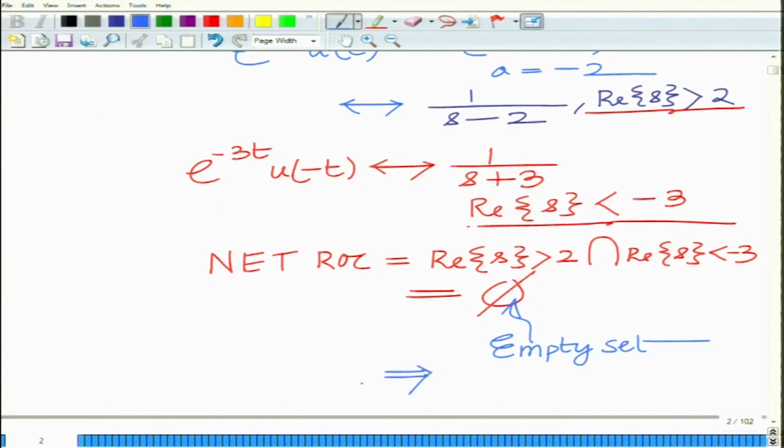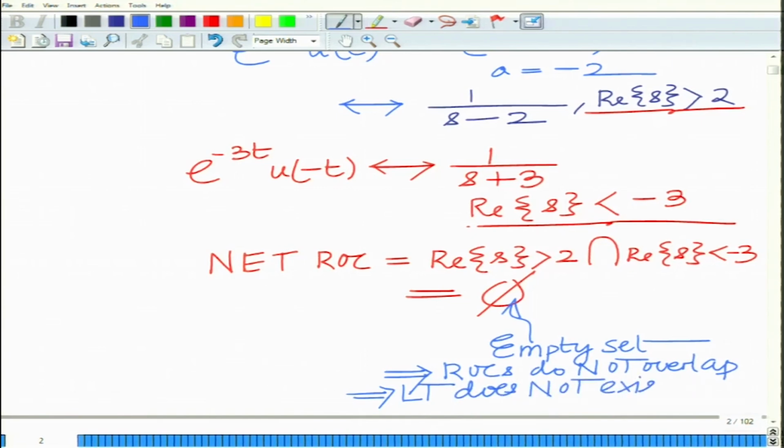This intersection equals phi, the empty set. This implies that the ROCs do not overlap, so the Laplace transform X(s) does not exist for this signal.